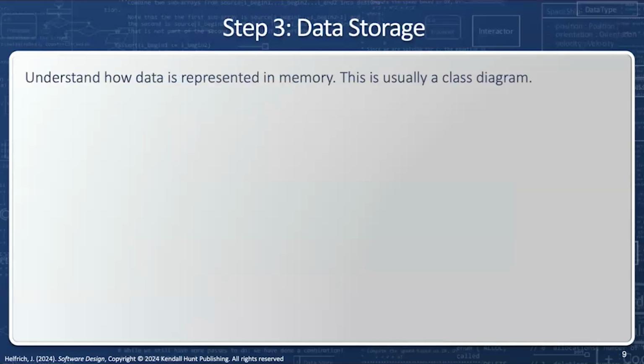So step 3 is data storage. Now I've already identified which data storage requirements are required from my sequence diagram, data flow diagram, and even my component diagram. At this point in time, I describe their individual format. Now, if this data is in memory and at rest, then we usually use a class diagram.